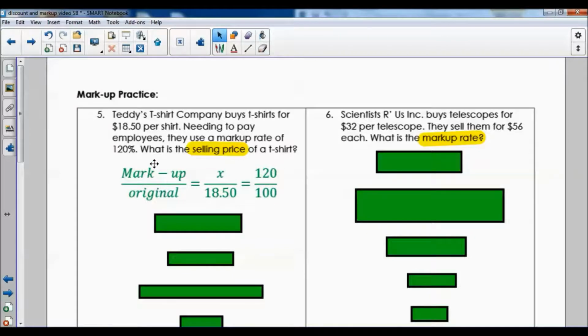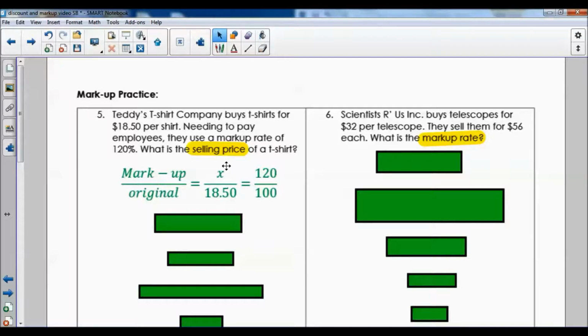With markup questions, you're going to see a lot of percents over 100, right? 120, 150, 200. Companies want to mark up their prices as much as possible to get that profit. So you're going to see a lot of them over 100. And it's okay. You're still going to put 100 for your denominator, not 1,000. Don't start changing the denominator. It's still 100 because it's a percent. It's per 100, even if it's over 100 for the percent.